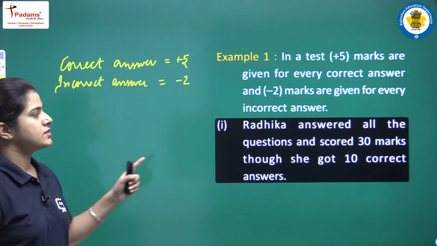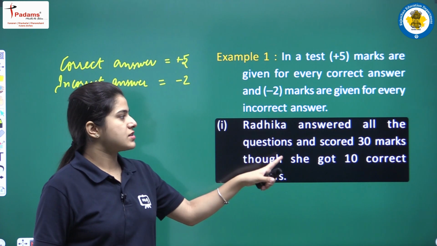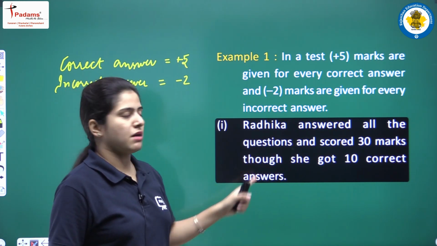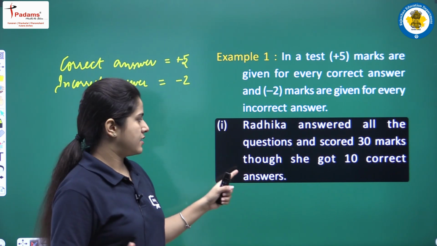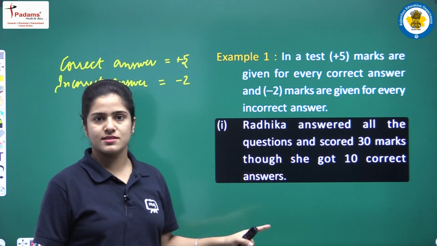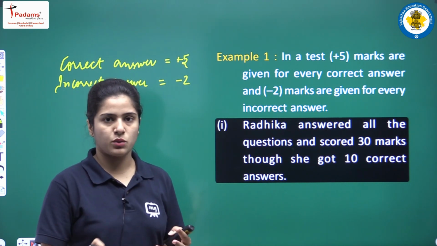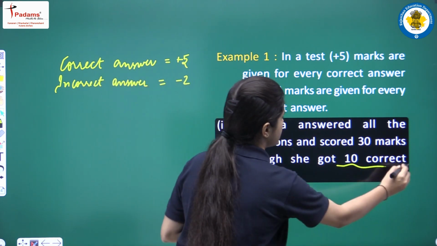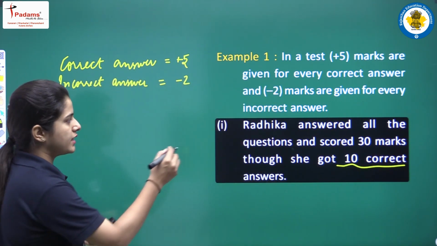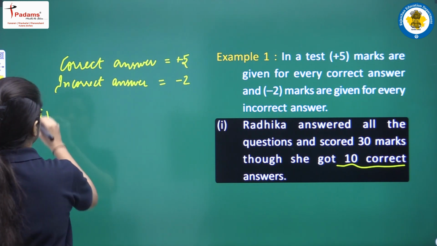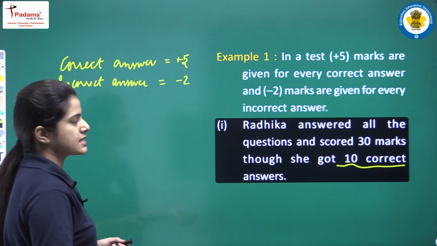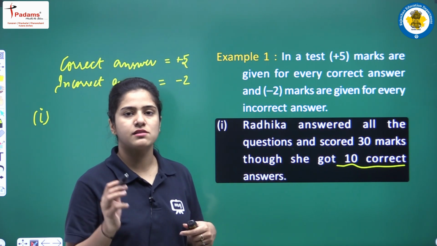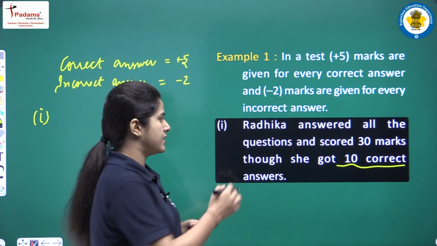Alright students, so the first question, Radhika answered all the questions. Okay, she has attempted all the questions and scored 30 marks. Though she got 10 correct answers, she has attempted all the questions and got 30 marks. In this particular question, we have to find the number of incorrect answers, because we are given the correct answers and the total score. So what will we find? We will find the incorrect answers attempted by Radhika.